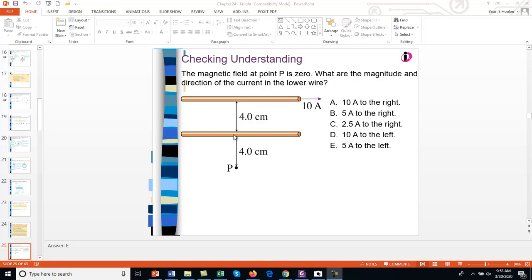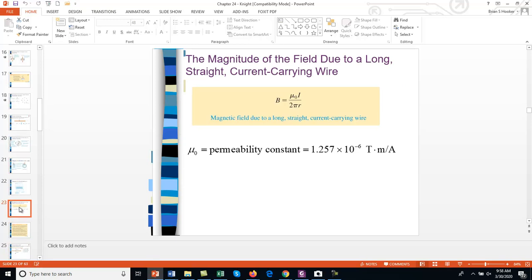Let's go ahead and do the calculation. First, we need to understand what our governing equation is. We go back to this page, and our magnetic field is just our permeability constant times our current, over 2 pi R, where R is the distance from the wire that's carrying the current. We're going to solve that for two different currents, and our magnetic field at that point is 0.